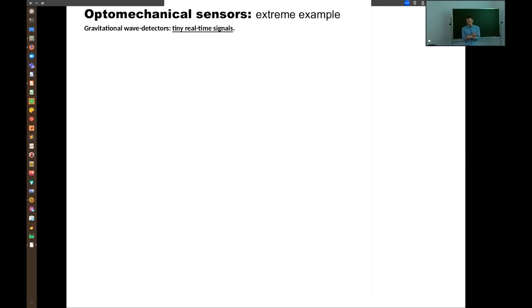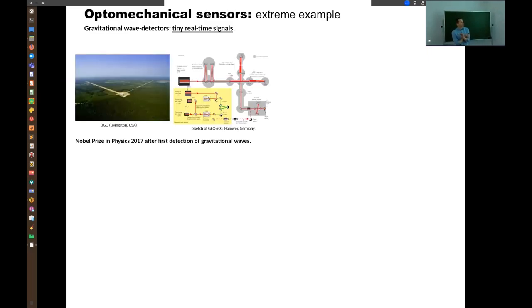Because a gravitational wave detector is really a device to measure very tiny signals, very peculiar signals in real time. So let me argue why I say it. But okay, a Nobel Prize in 2017. Remember, this is actually a huge device. We have 5 kilometer arms. This one is the LIGO one. Also remember the light bounces many times. So the effective length of the interferometer arms is 10 or 20 kilometers.